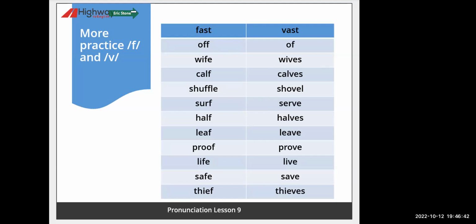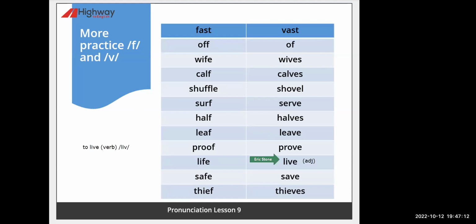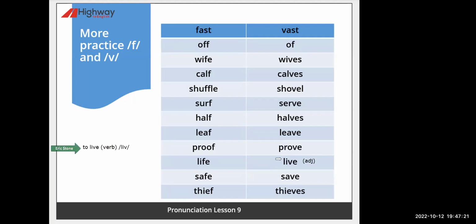No. Okay. Now, we do have another word that looks like that, but the one we're using in the list is the adjective. The verb is different, of course. The verb is live, like I live in Chicago. But this one is the adjective, live, with the sound of the I. We say the adjective has a different pronunciation than the verb.